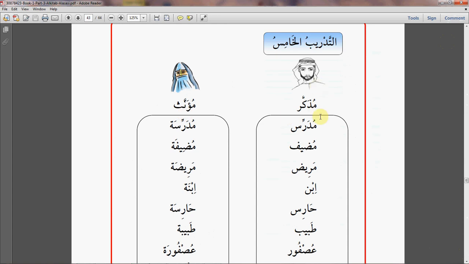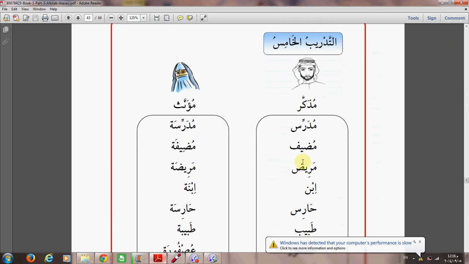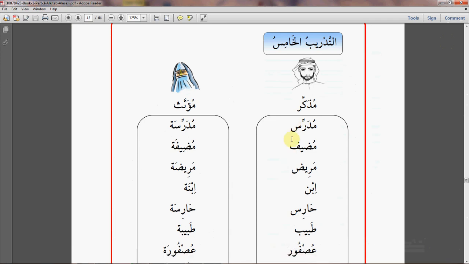مذكر is masculine, so مذكر could be مدرس. Okay, مؤنث مدرسة, the feminine. مذكر مضيف, مؤنث مضيفة. What do you notice here? Could you see that the female ta is added to the word at the end to make it feminine? So to convert the pronoun or the nouns in general from masculine to feminine, just add ta marbuta at the end like that.